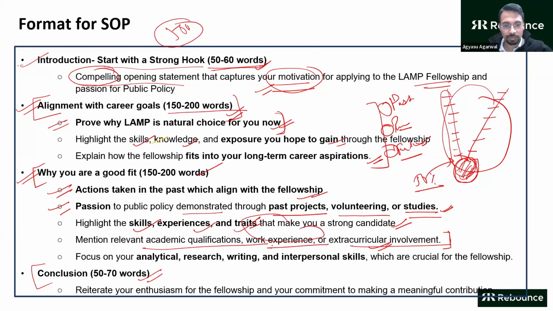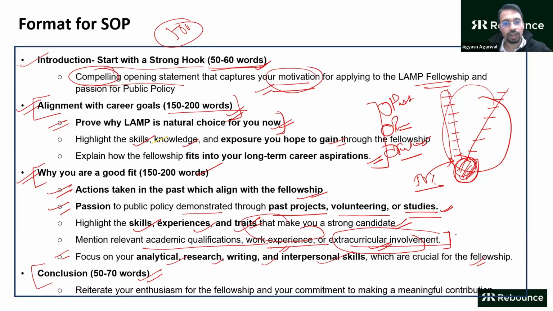Even if you are an ex-UPSC aspirant without any exposure to the corporate world or any work experience, also talk about everything else which you have. Talk about your UPSC journey in a very compelling manner, about what is unique about the civil services journey which makes you fit for this. Focus on your analytical, research, writing, and interpersonal skills, which are crucial for the fellowship.